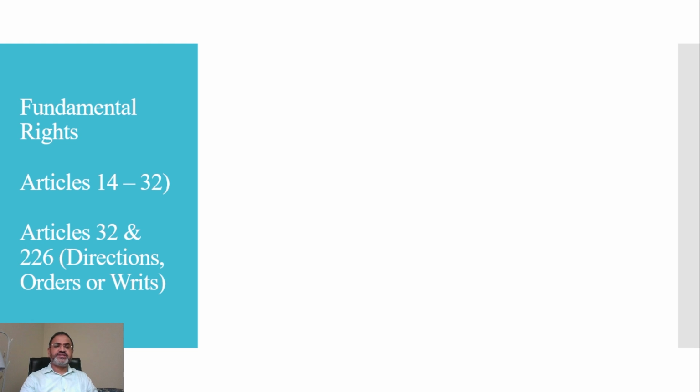So as you can see, fundamental rights are actually provided in Articles 14 to 32 of the Constitution of India, and Articles 32 and 226. These two articles are provisions of the Constitution which give the authority to the Supreme Court under Article 32 and the High Courts under Article 226 to enforce the fundamental rights. What do we mean by that? And this enforcement is possible by way of directions, orders, or writs. So we'll understand this one by one.